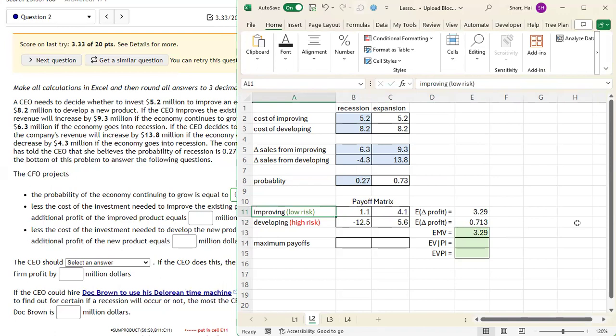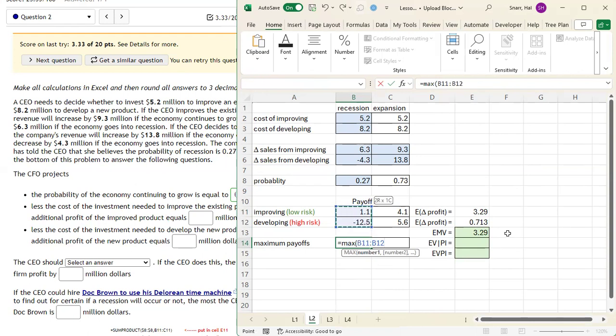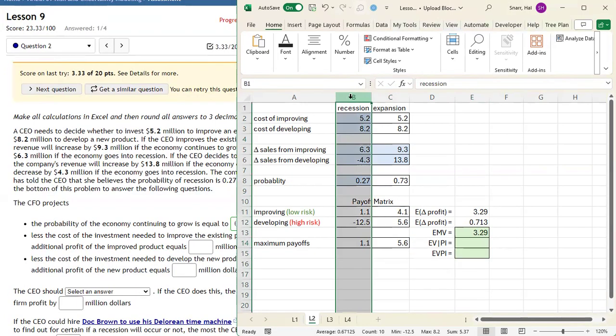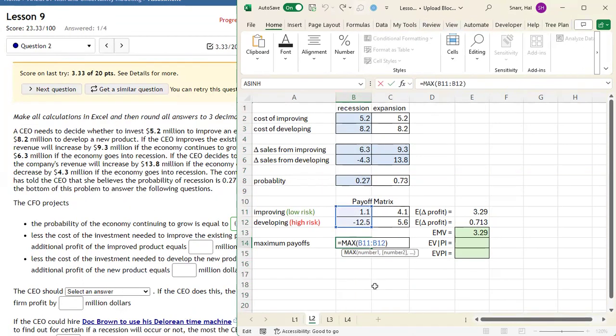So we're 2 for 2 here, right? So we're considering just improving the existing product. During a recession of these two, the maximum is 1.1. Of these two, the maximum is 5.6. If we know a recession is going to happen, we're going to pick improve existing product because it has a higher payoff. If we know an expansion is going to happen, we're obviously going to pick develop the new product because it's got a higher payoff.